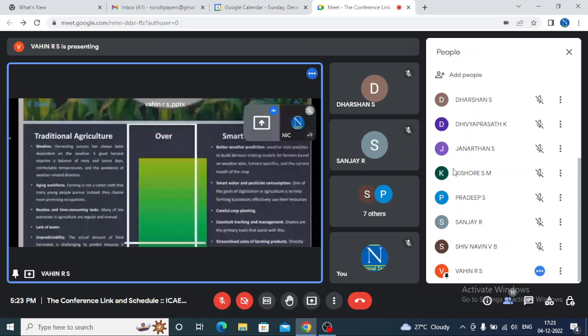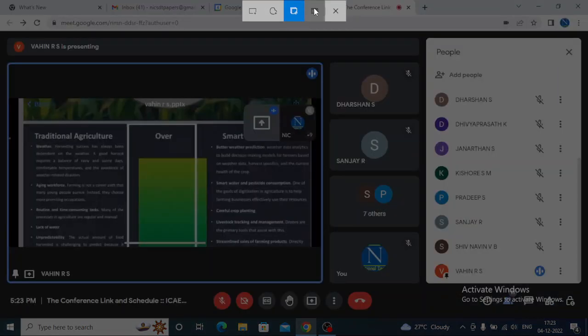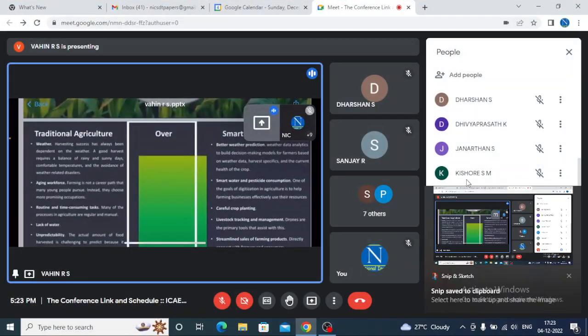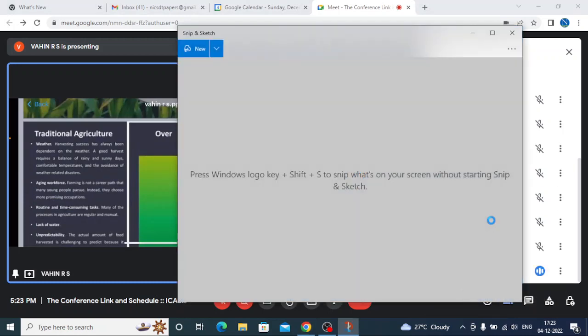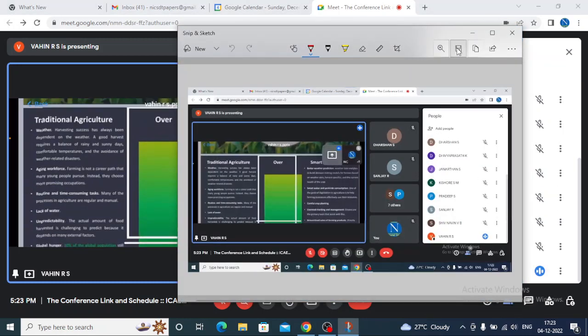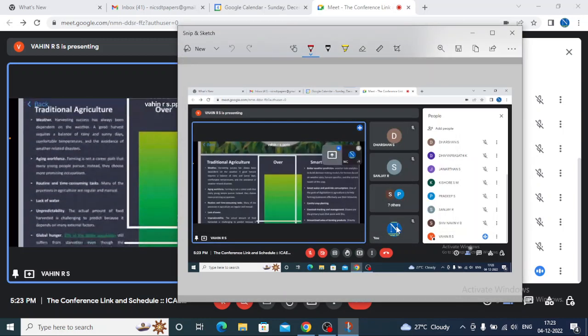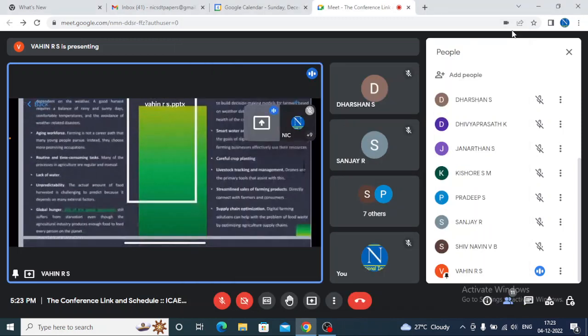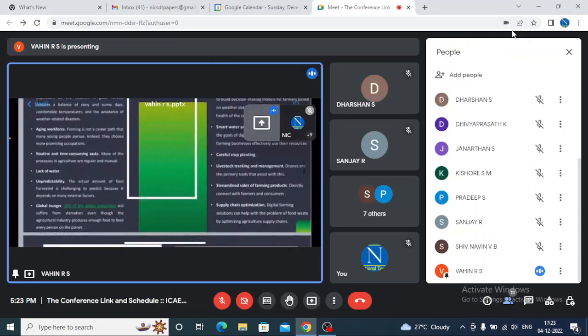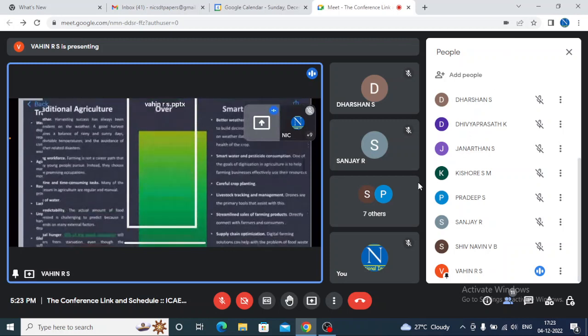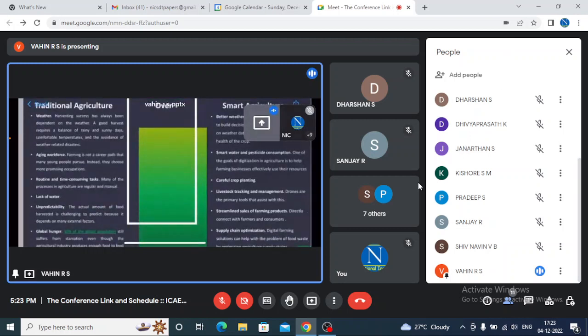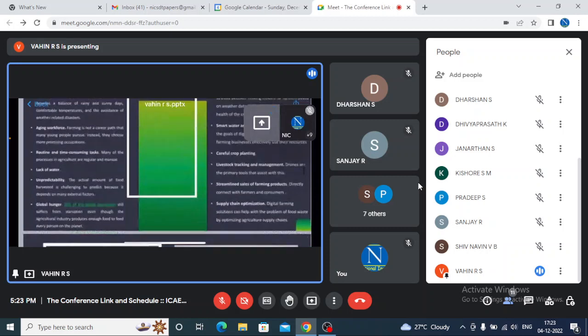And the aging workforce. Farming is not a career path that many young people pursue. Instead, they choose more promising occupations. Smart water and pesticide consumption in smart agriculture deals with one of the goals of digitalization in agriculture, which is to help farming businesses effectively use their resources. In smart agriculture, we use careful crop planting, livestock tracking and management, streamlined sales of farming products, and supply chain optimization. On the other side, in traditional agriculture, we have routine and time-consuming tasks, lack of water, and unpredictability.